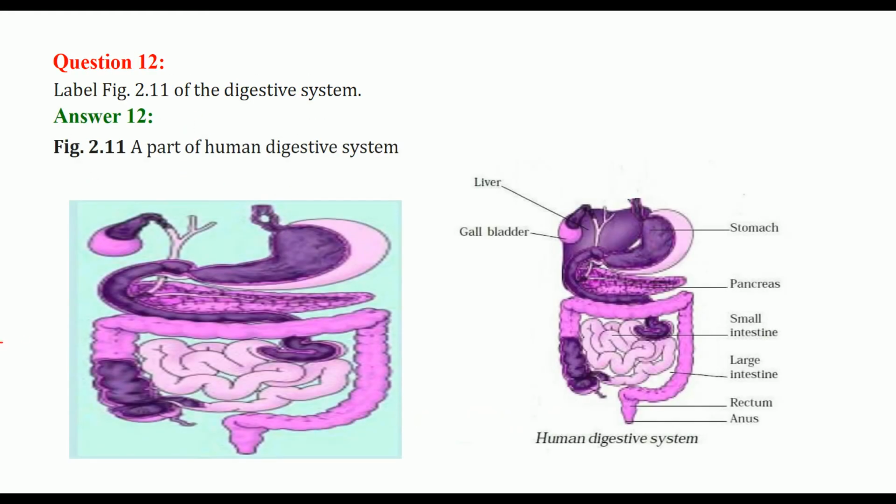This is a figure, and you have to label it. Let us go one by one. This one is the gallbladder. This is the liver. This is your stomach. This is your pancreas. This is your small intestine. This bigger one is your large intestine. This is your rectum, and finally this is your anus, from where the excreta come out.